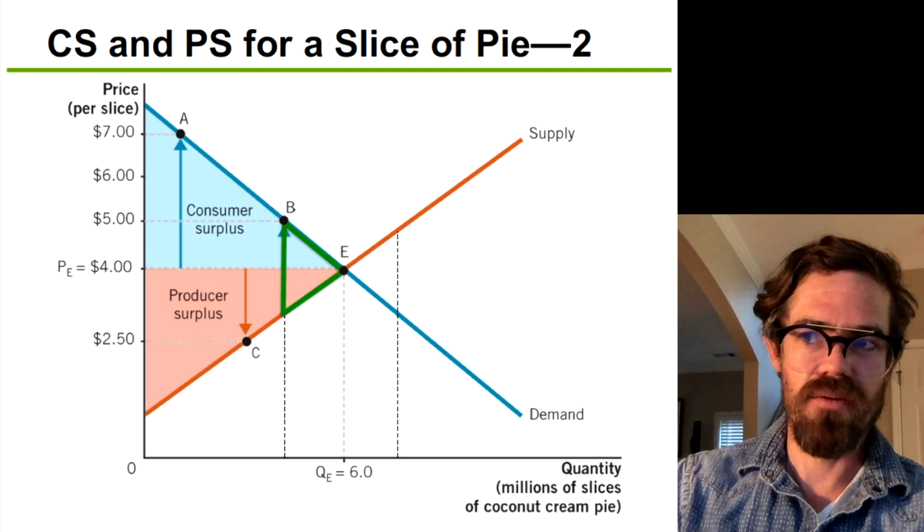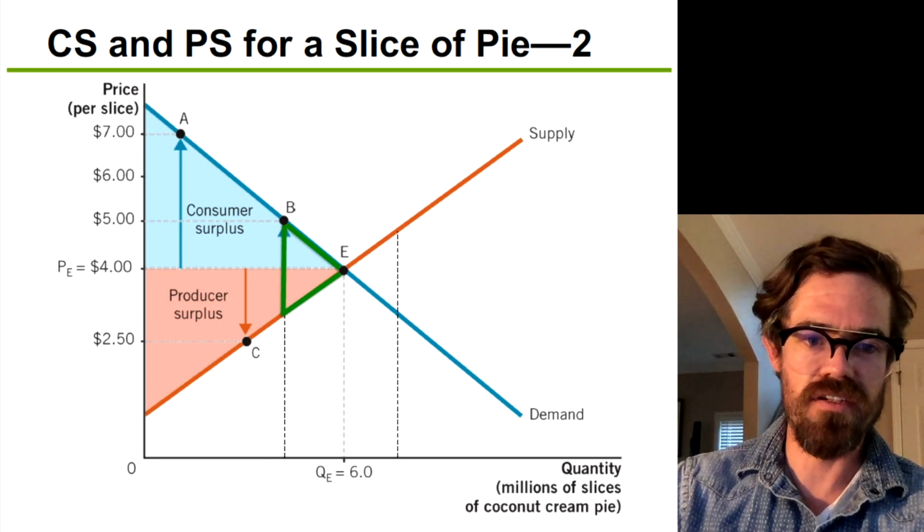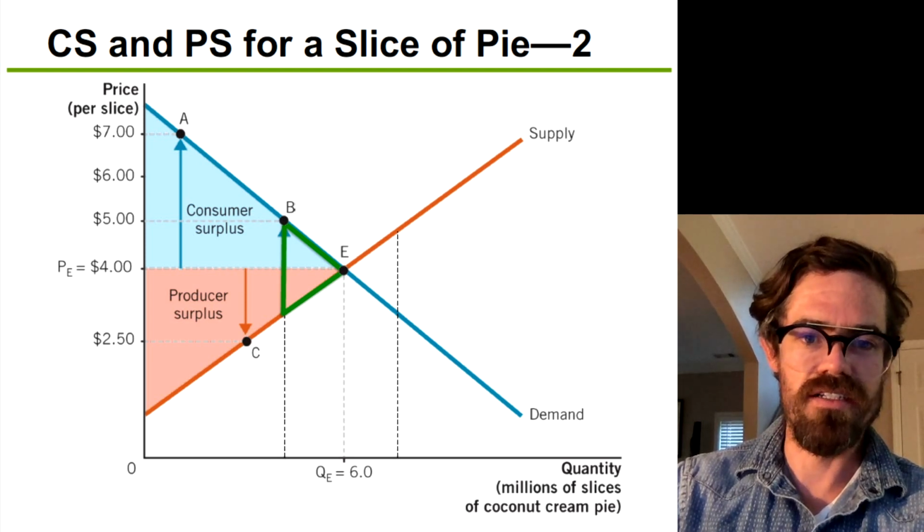Okay, so that's something called deadweight loss. If the market doesn't achieve equilibrium for some reason, then there is going to be a loss of surplus, and we call it deadweight loss.